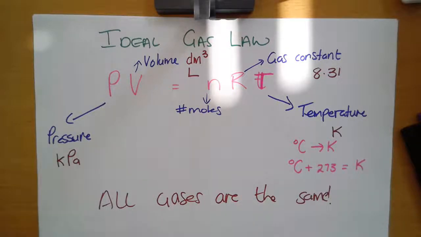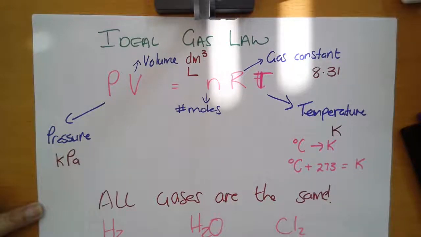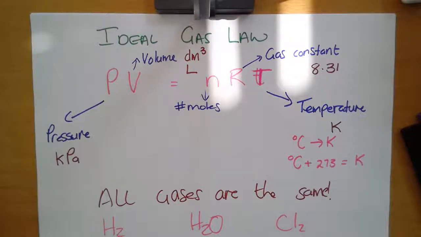So if we're going to look at gases, and we look at, for example, hydrogen gas, and we look at water, and we look at chlorine gas, are they really all the same? No, they're not all the same. So what makes them different? He mentioned that they could have different protons and electrons, and that's very true. What else can make them different?